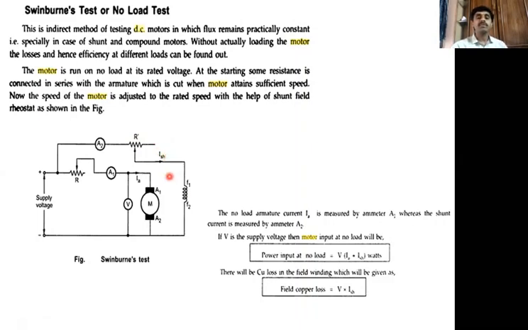So now the motor is at no load and rated speed. Under no load condition, it is working. That means A1 measures the armature current, A2 measures the shunt current. So if V is the applied voltage, then the motor input at no load will be V into (IA plus ISH), that is, the sum of armature current and field current. Then what is the field copper loss? Simply the voltage applied across the field is V, which is parallel, into the current flowing, ISH. So that is the field copper loss.